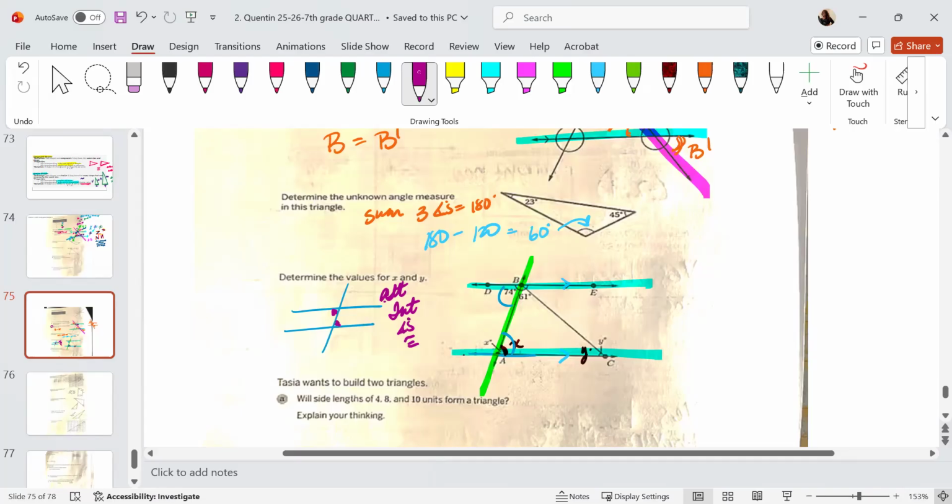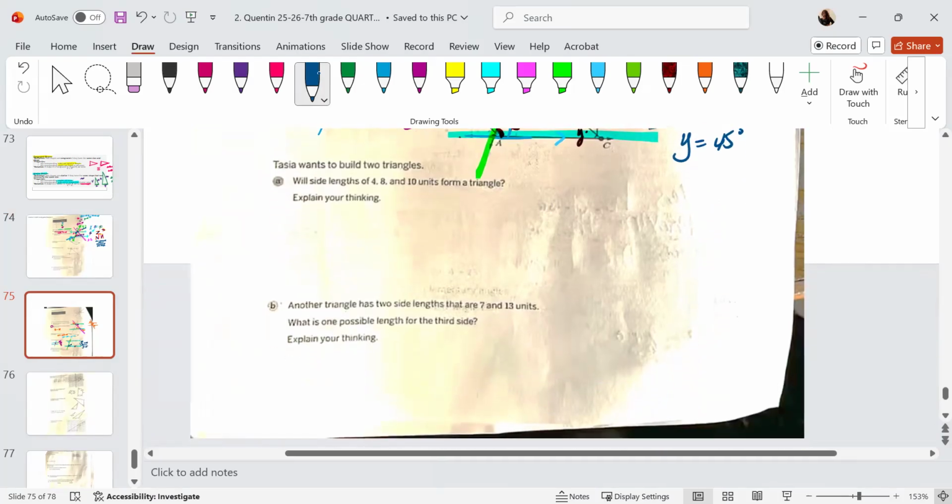And y is 45 degrees. Okay, how do you get that? Because a triangle is 180, I did 61 plus 74. Okay, that's 135. 180 minus 135 equals 45. So y is equal to what? 45. Good. All right, so next one.